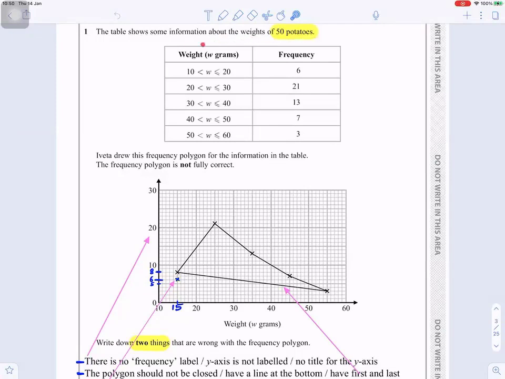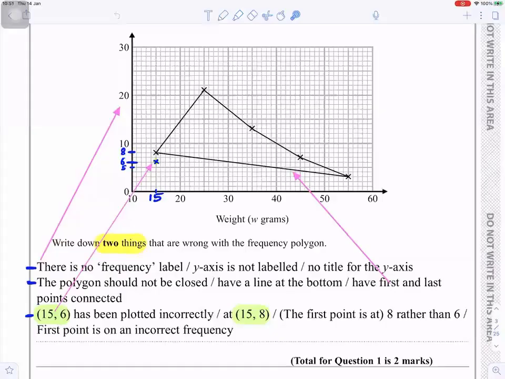So the weight in grams in one column and the frequency in the next column. Ivita drew this frequency polygon for the information in the table. The frequency polygon is not fully correct. Write down 2 things that are wrong with the frequency polygon. Number 1, there is no frequency label, or the y-axis is not labeled. So if you look on the y-axis, there is no frequency label or title for the y-axis. That's one thing which is wrong with it.